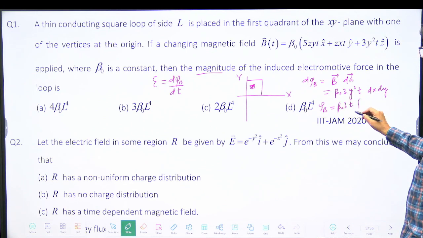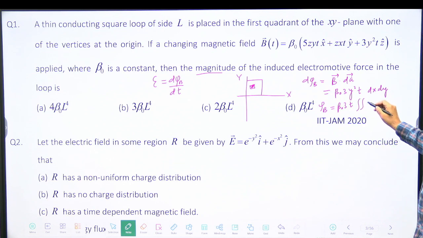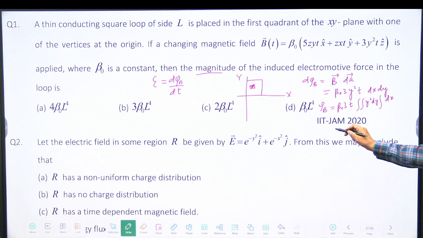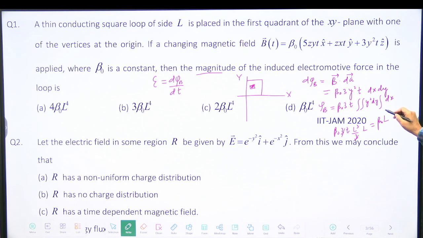Okay, so if I want to calculate the magnetic flux, it will be given by B naught 3t integral y square dy into integral dx. Okay, so this will become beta naught 3t, this will be L cube by 3, and this will be L. So it will be 3 and 3 cancel, it will be beta naught L to the power 4 into t.